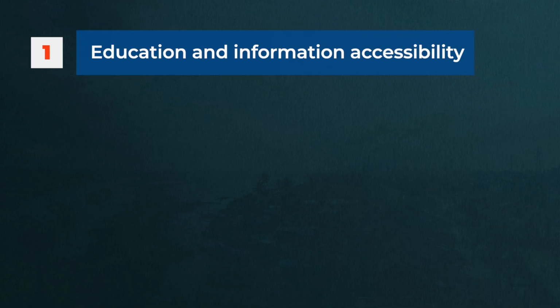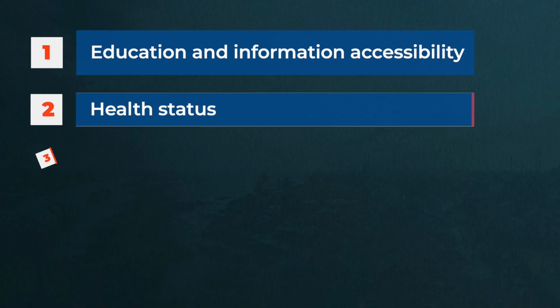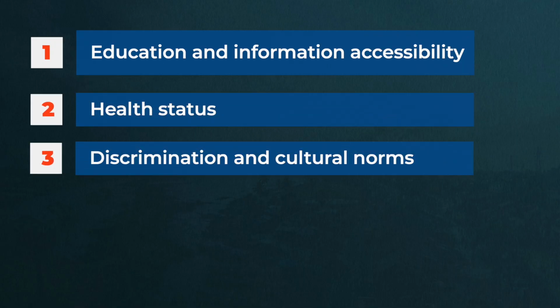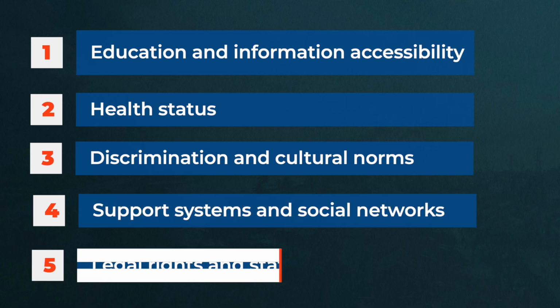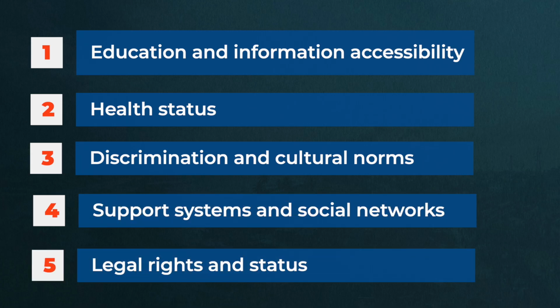Now let me explain to you the concept of sensitivity in relation to vulnerability. Social vulnerability is sensitive to education and information accessibility, health status, discrimination and cultural norms, support systems and social networks, and legal rights and status. The systems are also disadvantaged to such an extent that socially marginalized groups can be more injured even when they are equally exposed.